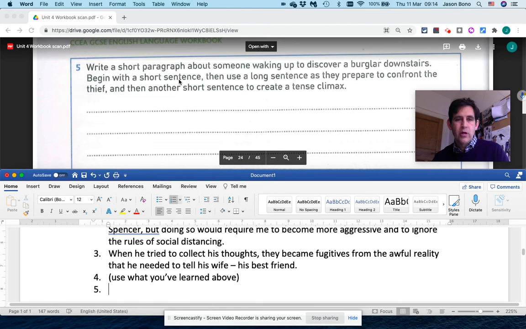He woke and saw a shadow on the balcony. Or he woke and heard creaking on the downstairs floorboards. Okay, he took a deep breath, comma.